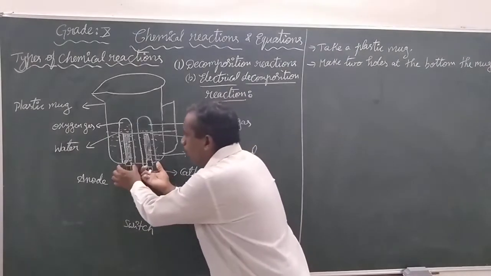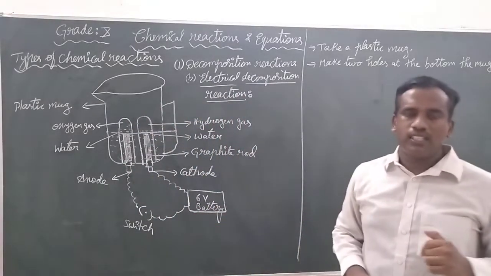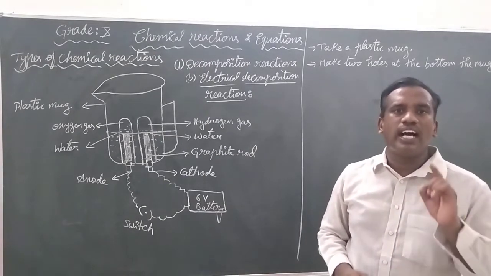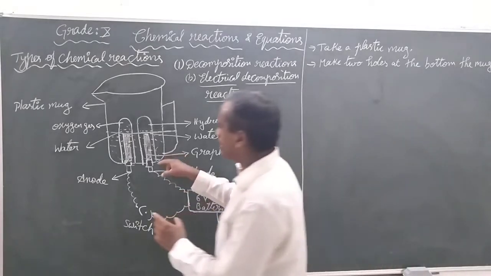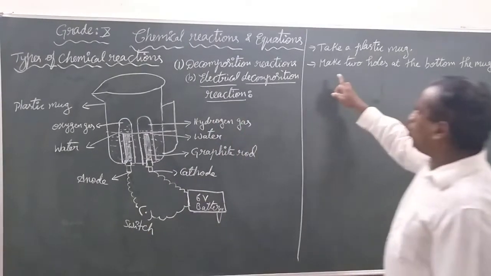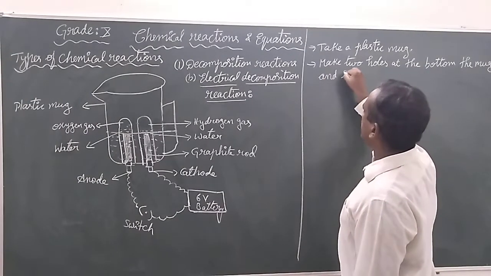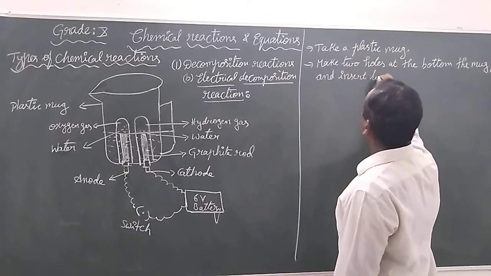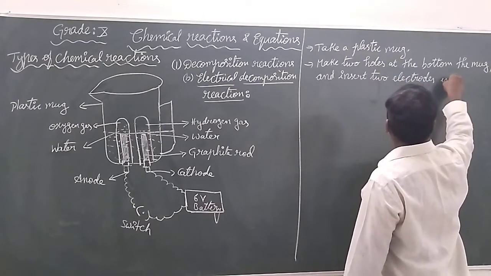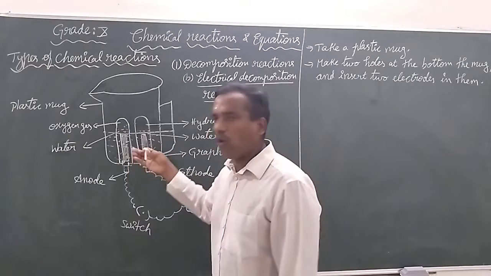After making two holes, you insert electrodes. The electrodes are made of carbon, so they are called graphite electrodes. After making the holes, we insert two electrodes in them. So make two holes at the bottom of the mug and insert two electrodes in them. First we place the electrodes.